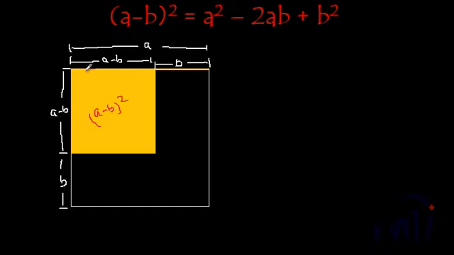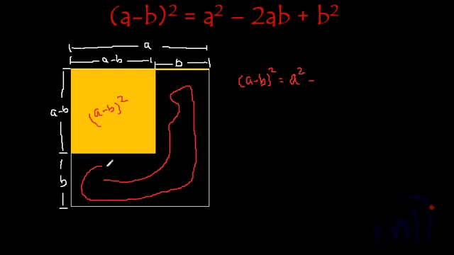And what will be the area of the bigger square? The area of the bigger square will be a square, right? And what can we say about this (a minus b) square? (A minus b) square is actually equal to the area of the bigger square, which is a square minus this area, right? This area, isn't it? So if somehow we are able to find the area of this L-shaped figure and remove that much area from a square, we'll get (a minus b) whole square. So let's try and do it.